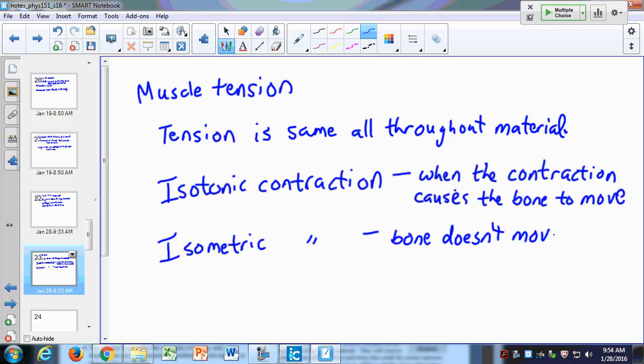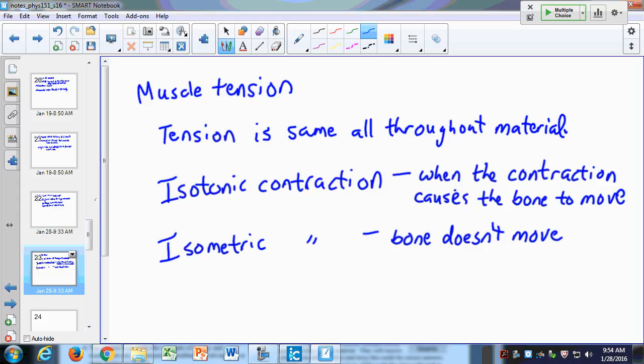Your muscle is still contracting, but the bone isn't moving, right? So if I lift this, my muscles are contracting in order for me to lift this, but the bones aren't moving. And so that's an isometric contraction versus an isotonic contraction. All right, just be able to identify those.